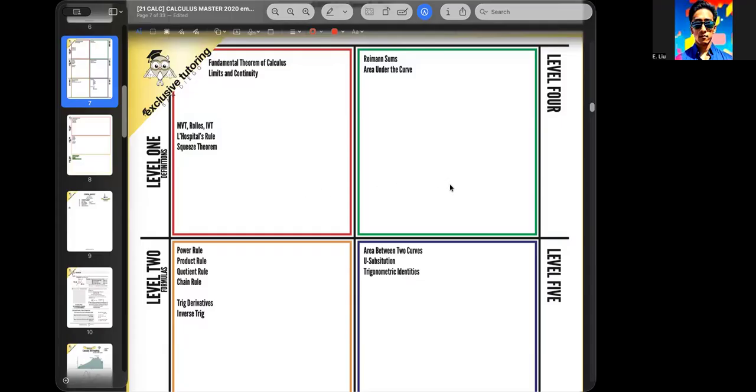You may have already gone through your Calc AB course, but what I want to do is break it down into the segments that not only make sense to me, but make sense in terms of how you should be approaching that AP test. Because at the end of the day, they're looking for very specific things.